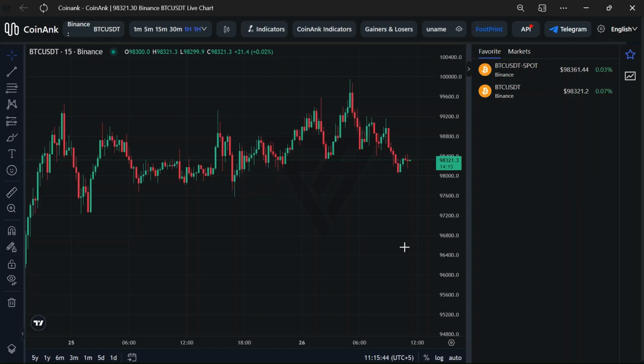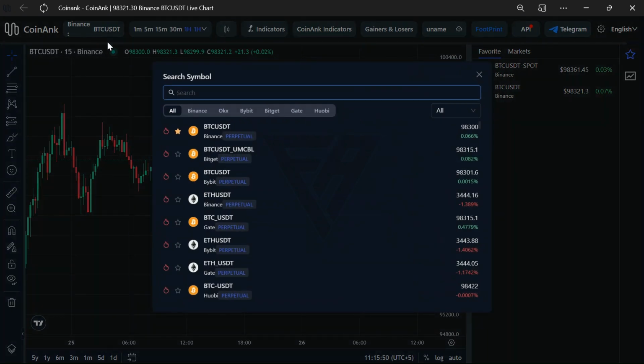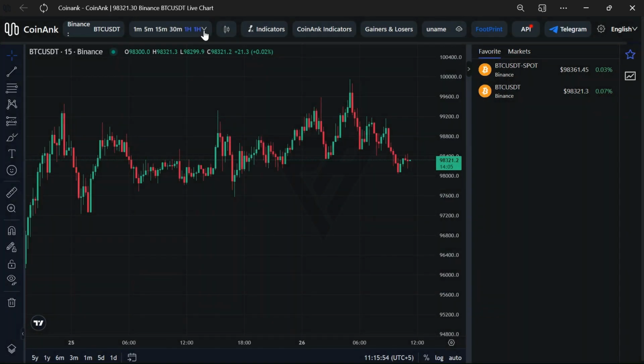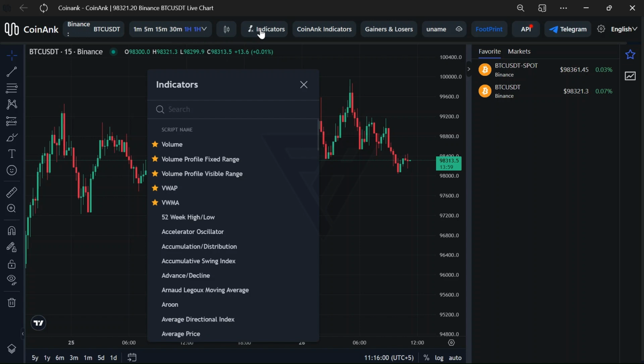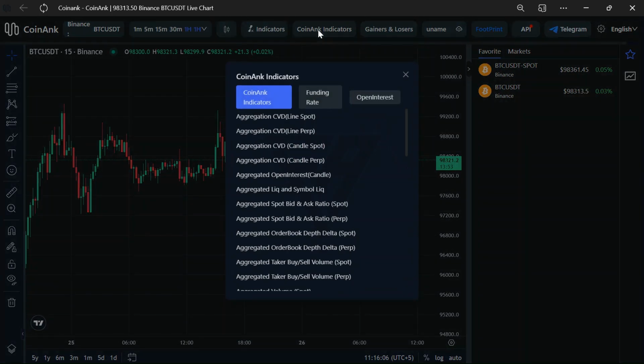This is the live CoinAnk chart. It has the same basic look as CoinGlass and TradingView charts. You can search and select different coins from various exchanges here. You can change time frames and various chart types. Here you can find most of the TradingView indicators. I prefer volume-based indicators here. This is the main section. Here you can find all CoinAnk premium indicators.